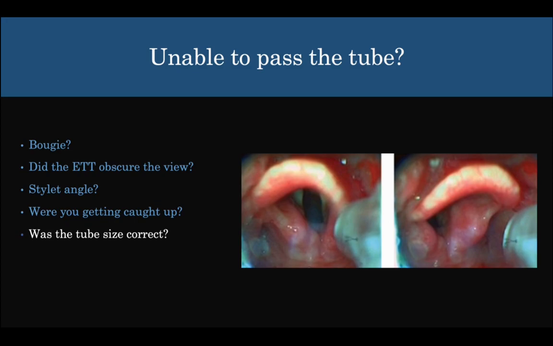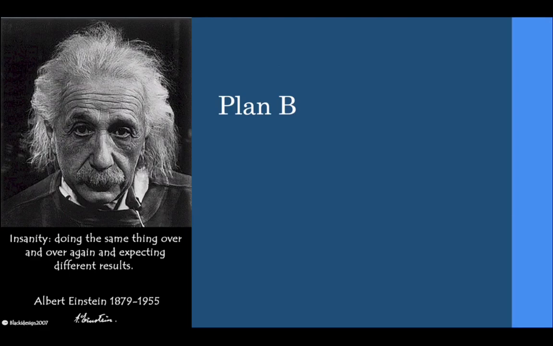Maybe it's too small and you have laryngeal swelling. The easy fix for that is getting a smaller tube the next time around. What grade was the view? So maybe you had a partial view that you can now improve, and then you'll be able to pass the tube the next time. So if at first you don't succeed, try something else, try something different.